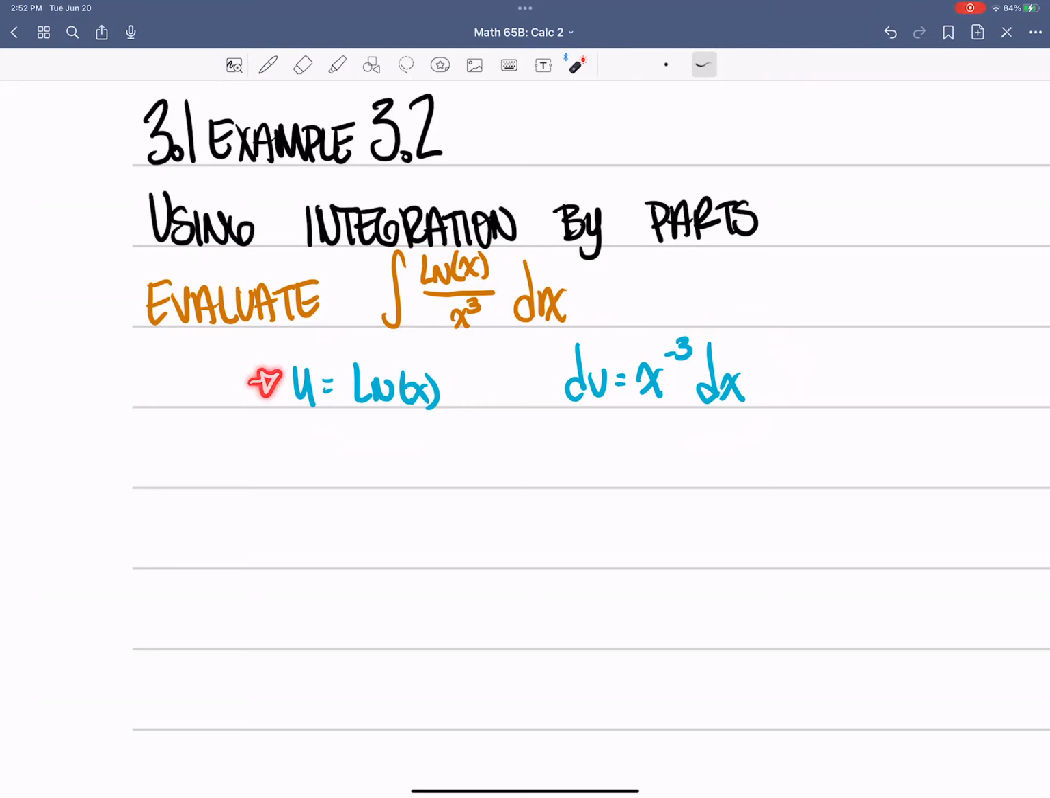So let's differentiate this. du is equal to 1 over x dx. And then integrating both sides here, we end up with v is equal to negative 3 plus 1, which is negative 2. So that's going to be x to the negative 2 multiplying by a negative 1 over 2.